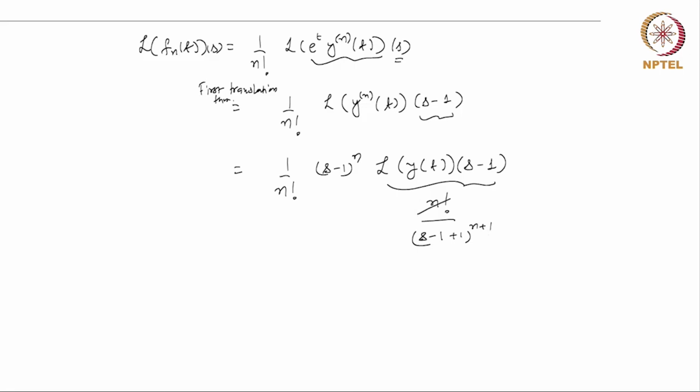So this n factorial and this n factorial cancel out, and you are left with (s-1)^n over s^(n+1), and this is valid for s greater than 1.